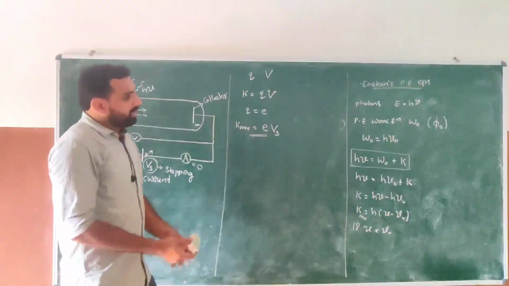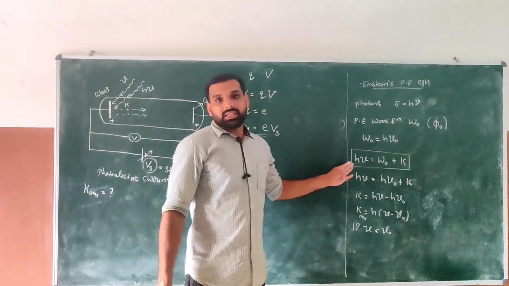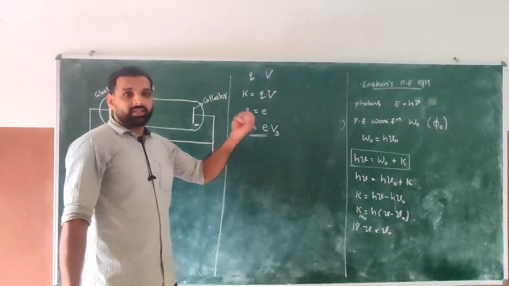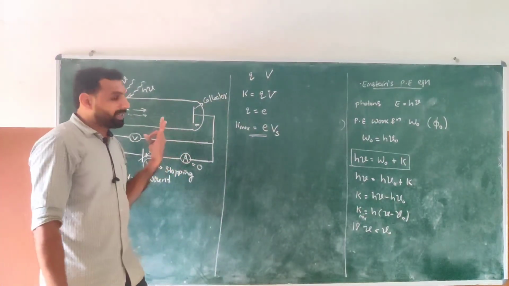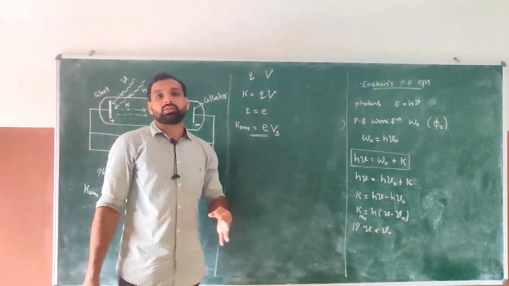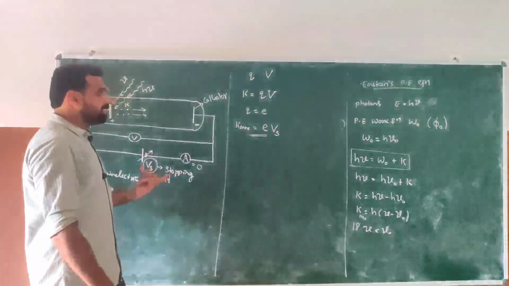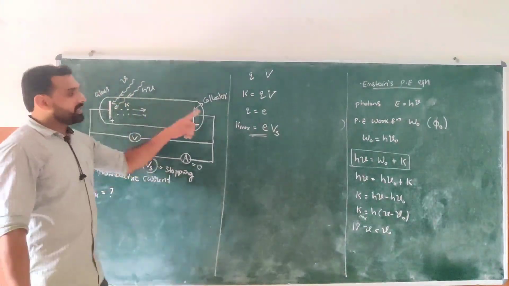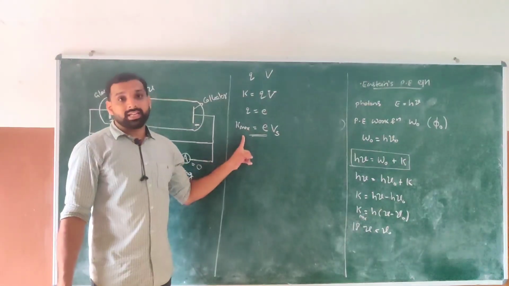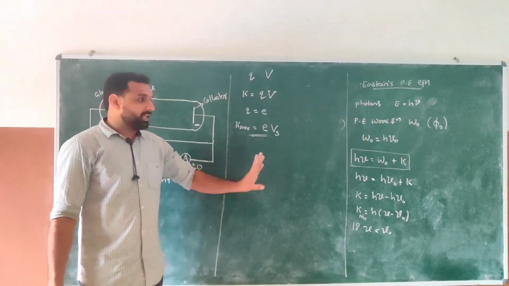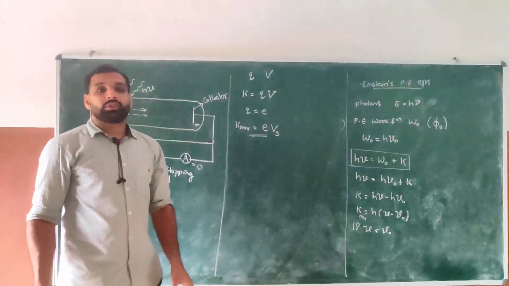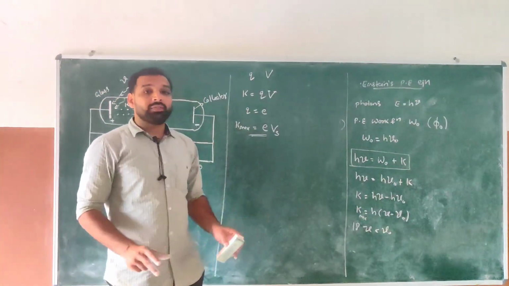So this is Einstein's photoelectric equation, and it explains the threshold frequency, the dependence of kinetic energy on frequency, and the dependence of the number of electrons on intensity, etc. This is the experimental setup, and this is the expression for maximum kinetic energy in terms of the potential applied. Clear? So that's all for today, and this is the theory of the photoelectric effect.